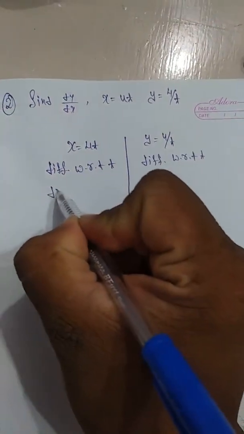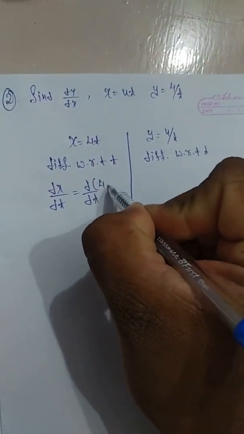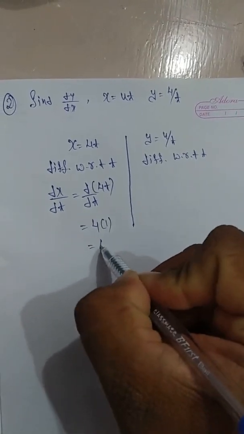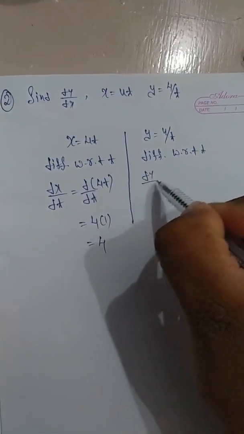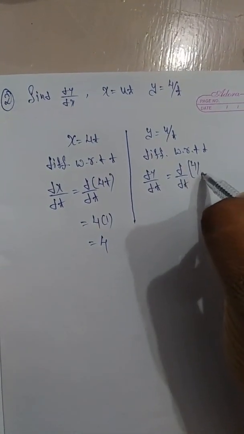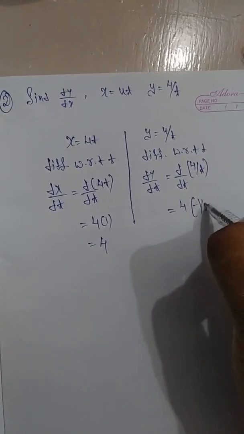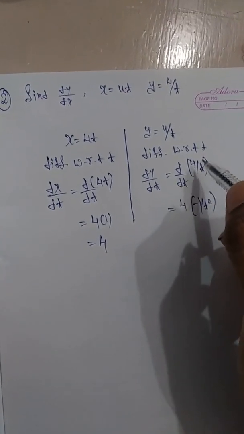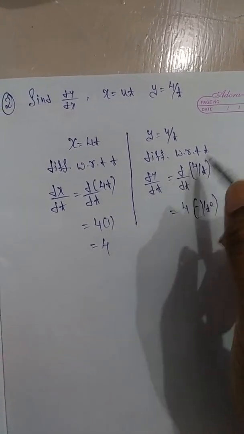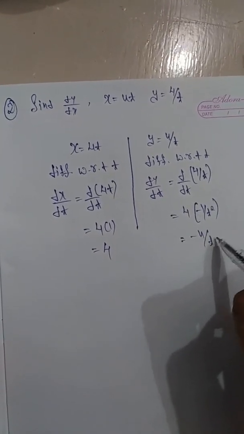So here dx by dt is equal to the differentiation of 4t. Here 4 is a constant, the differentiation of t is 1, so 4 into 1 is 4. dy by dt is equal to the differentiation of 4 by t. Here 4 is a constant. What is the differentiation of 1 by t? Minus 1 by t square. We already know the differentiation of 1 by x is minus 1 by x square. In the place of x we have t, and we are differentiating with respect to t, so it is minus 1 by t square. So this is equal to minus 4 by t square.